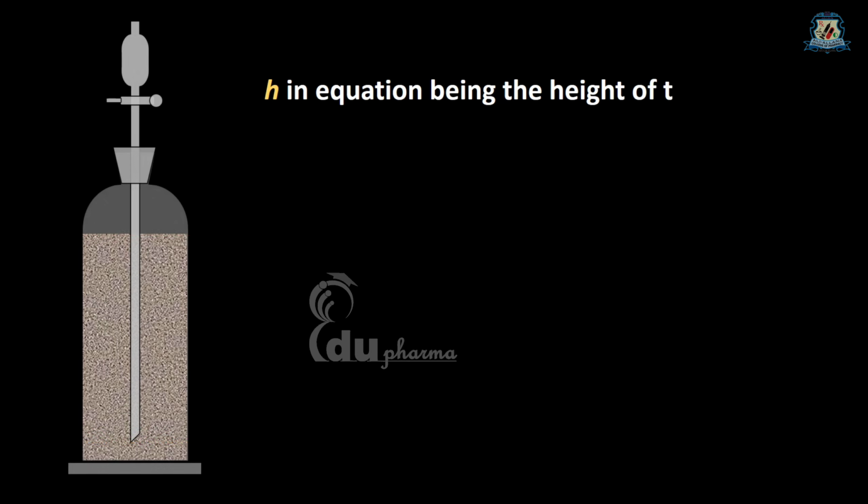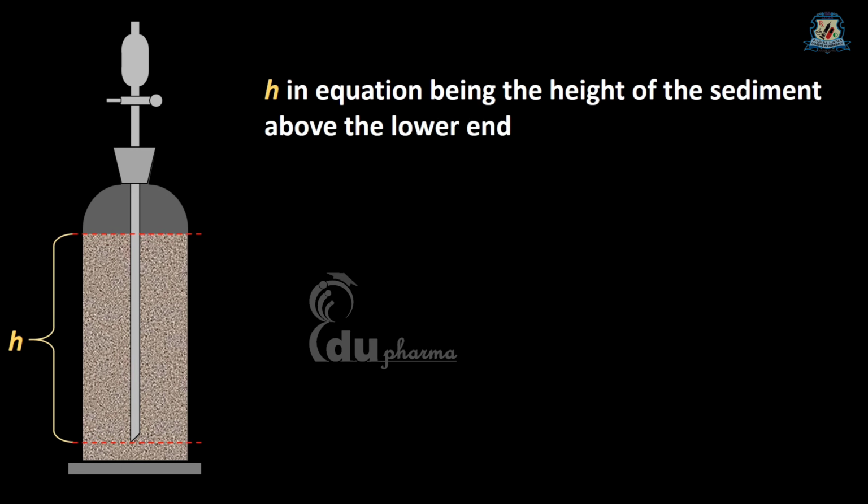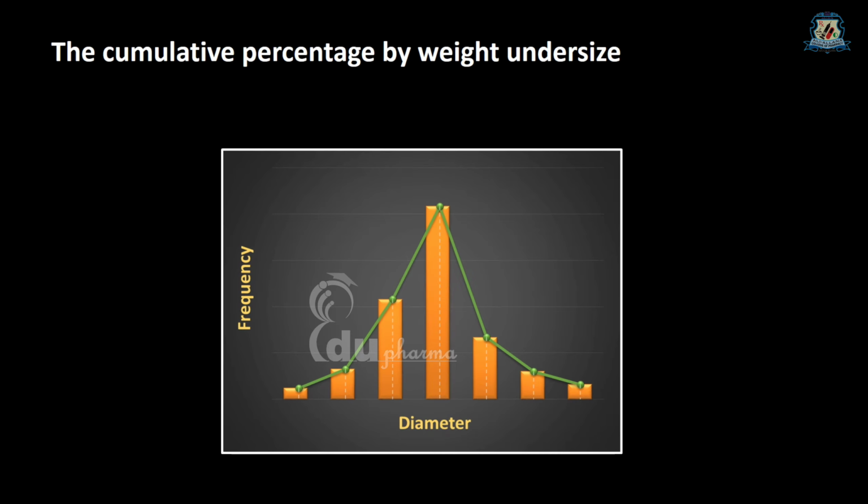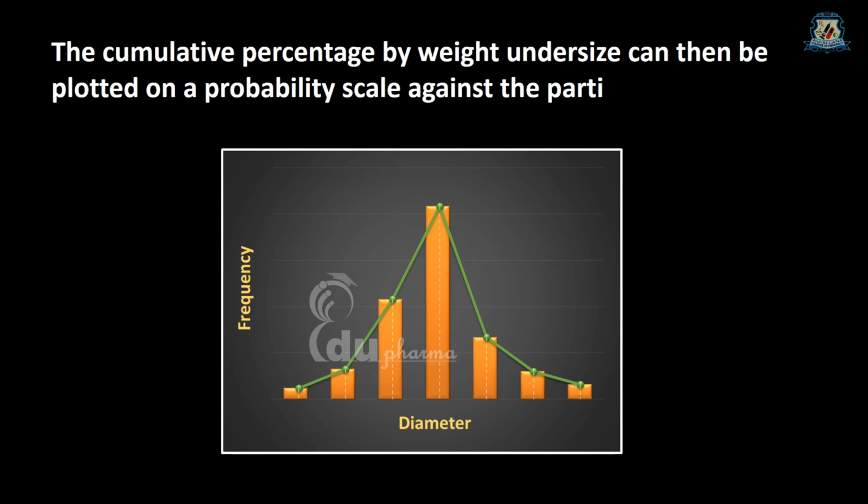Here, h in the equation is the height of sediment above the lower end of the pipette at the time each sample is removed. The cumulative percentage by weight under size can be plotted on a probability scale against the particle diameter.